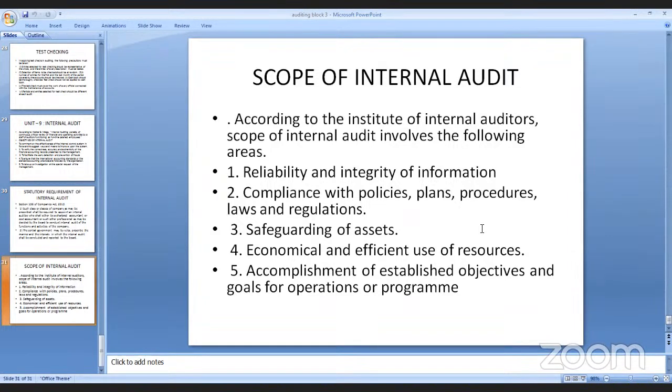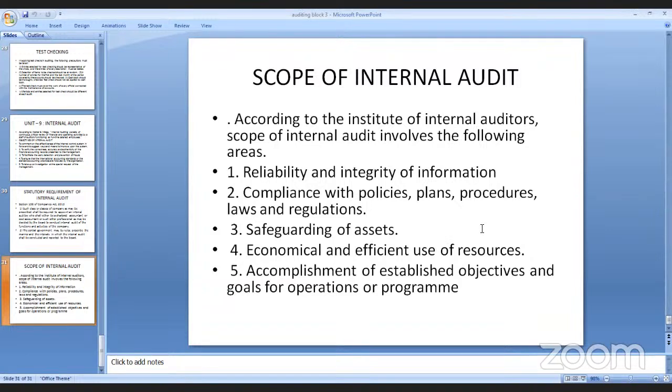Next, it also focuses on the economical and efficient use of resources. So, if the internal audit concept is taking place, the resources will not be misutilized, like land, labor, capital, organization. These resources are not misutilized, and are efficiently used.